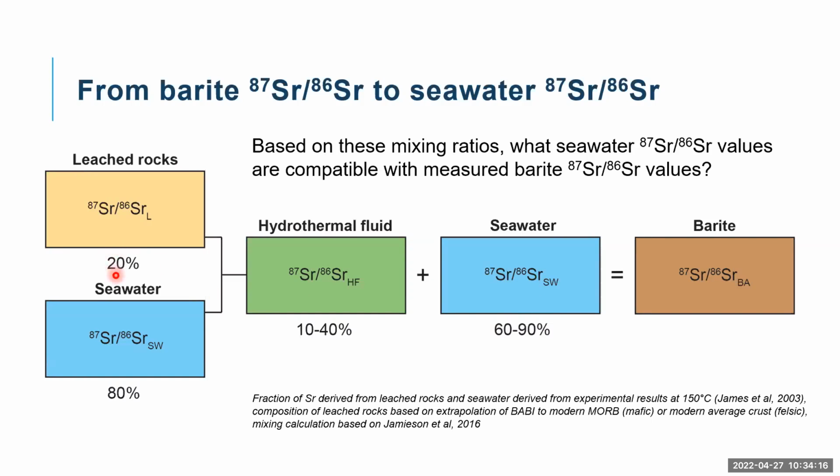And for this, we assumed, based on our relatively low temperatures, that the hydrothermal fluid itself consists of about 80% seawater. This is based on experimental results that were done at 150 degrees, where this mixing ratio was observed. So our fluids are 80% seawater, 20% strontium coming from the host rocks. We use different compositions of the host rocks, both felsic and mafic, to explore the whole variation that we might have had in our barite systems. And so with all the boxes known or assumed, except for the blue ones, we can then calculate which values of seawater work with this model.